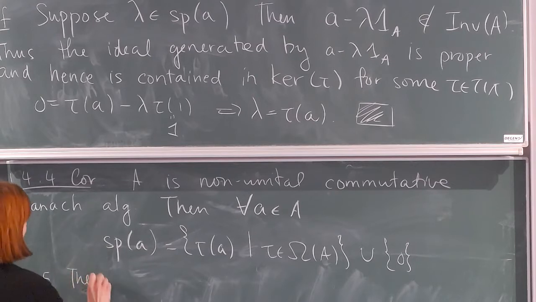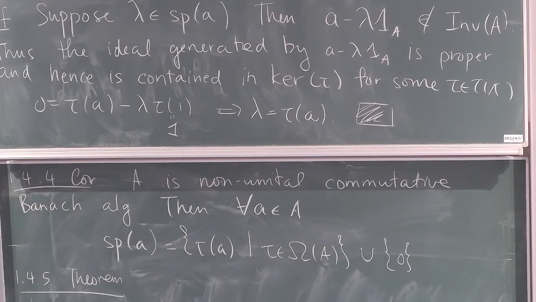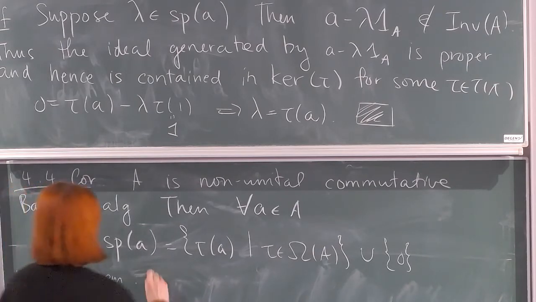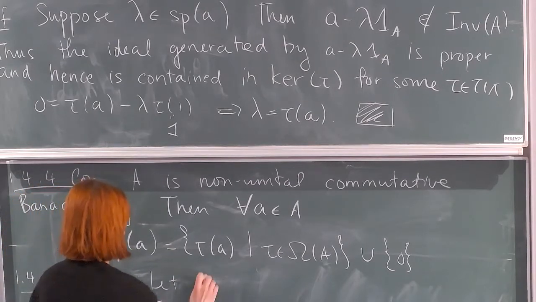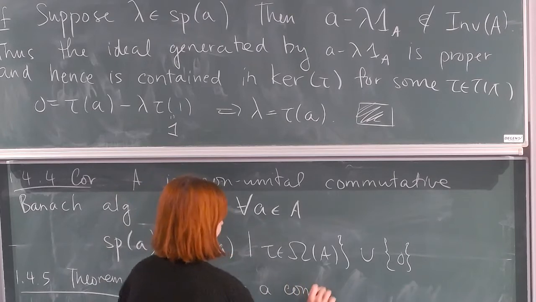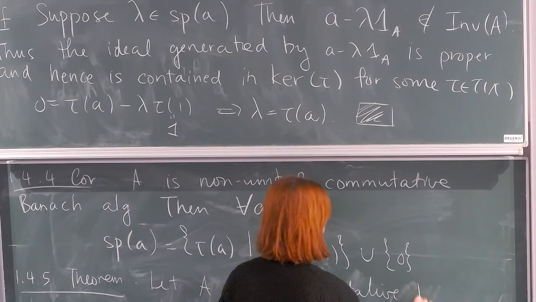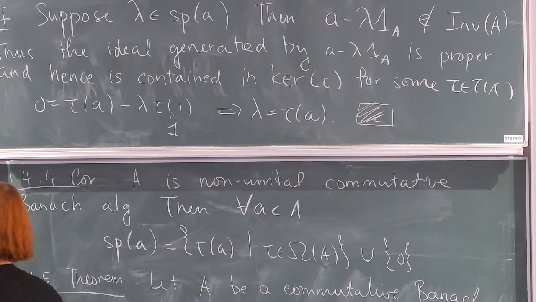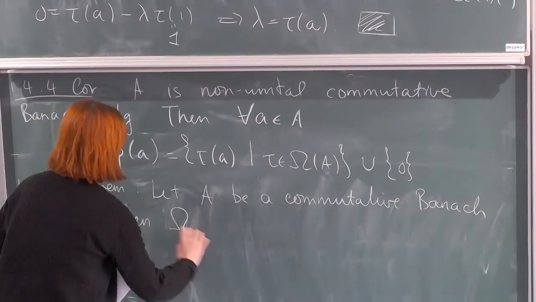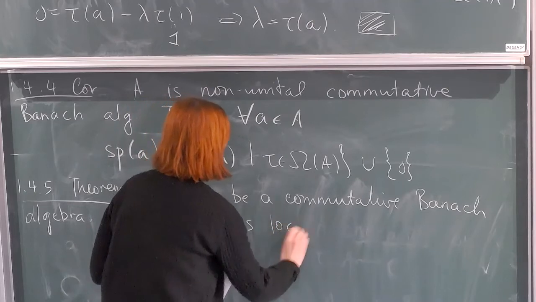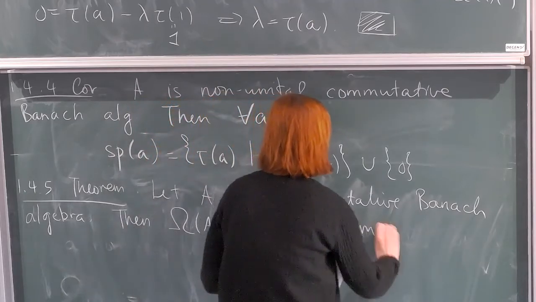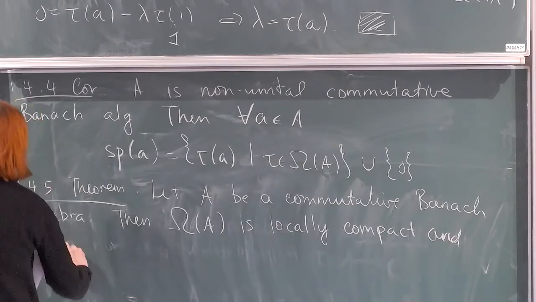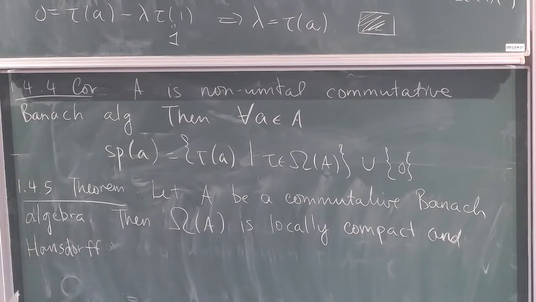Okay, so as I noted before, we want to equip this character space with the weak star topology. So we might ask, what kind of topological space do we get? And it turns out we get a very nice locally compact Hausdorff space. And in fact, when A is unital, it's going to be compact.